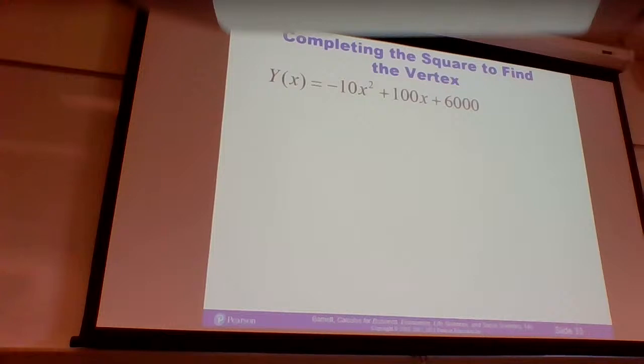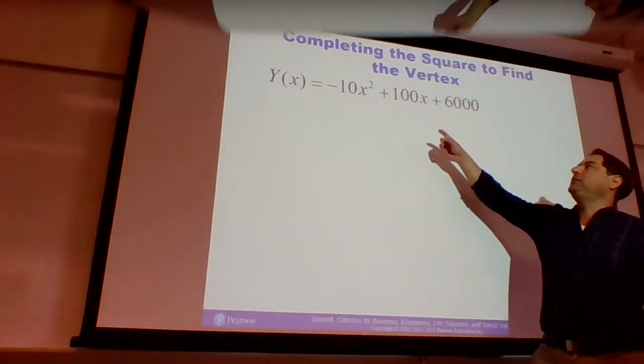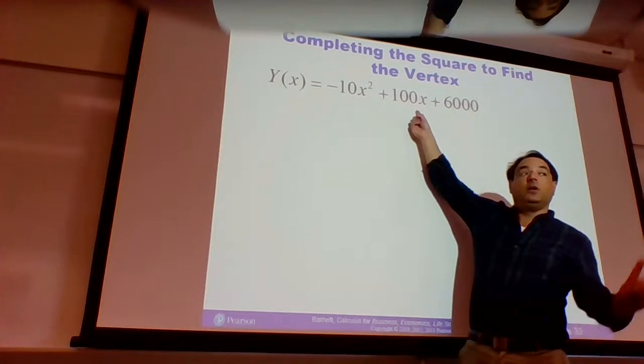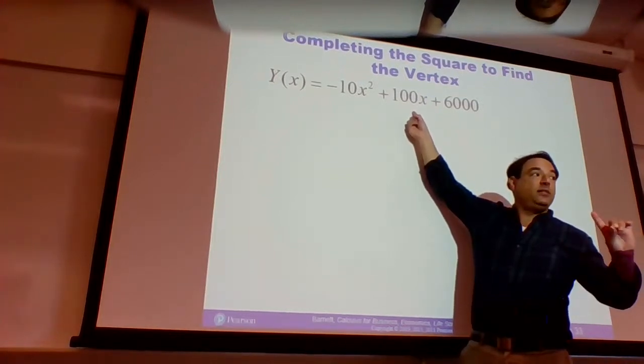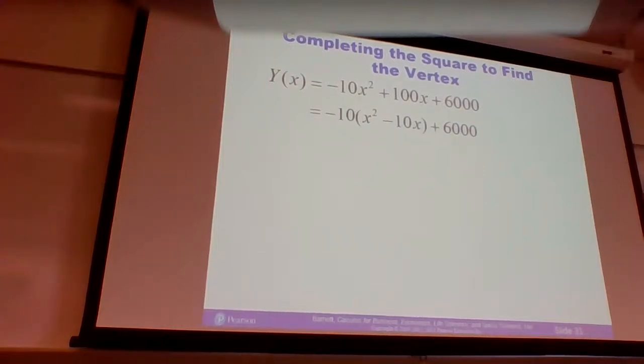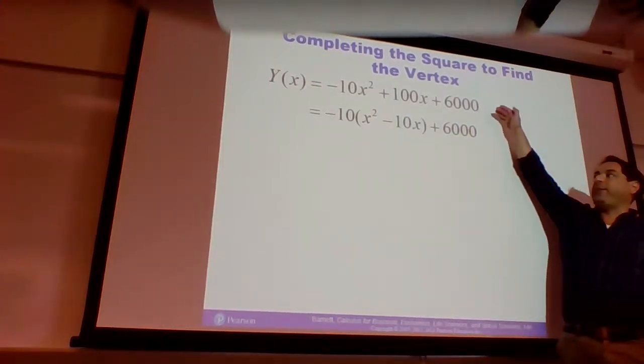Again, walking you through, we're going to use the program, we'll use the calculator, but I want to do another example. If I want to change it to vertex, look at the first 2, what would I factor out? 10 or negative 10? Negative 10. And again, step by step. If I factor out a negative 10, can everyone see how we get from step 1 to step 2?